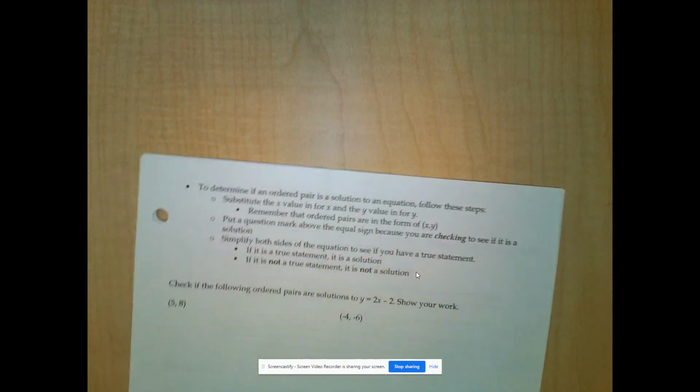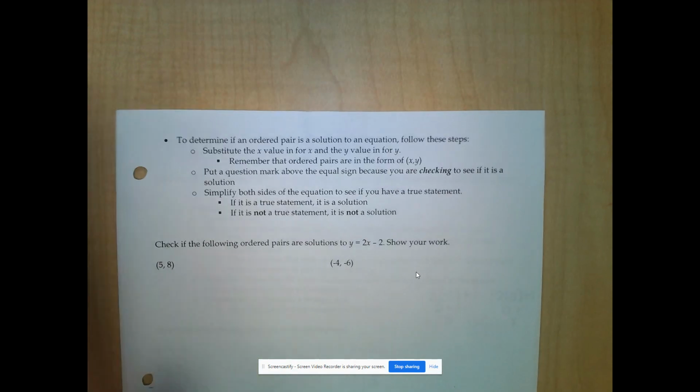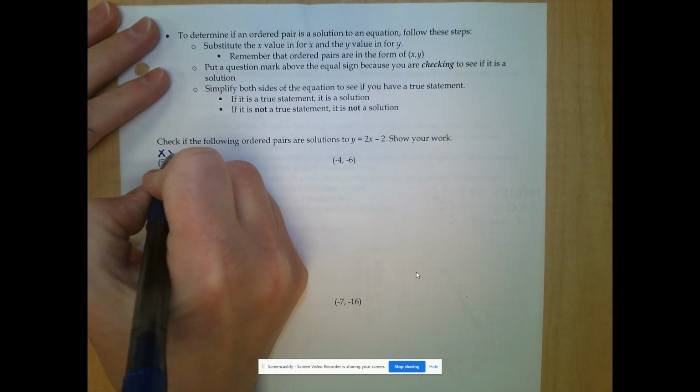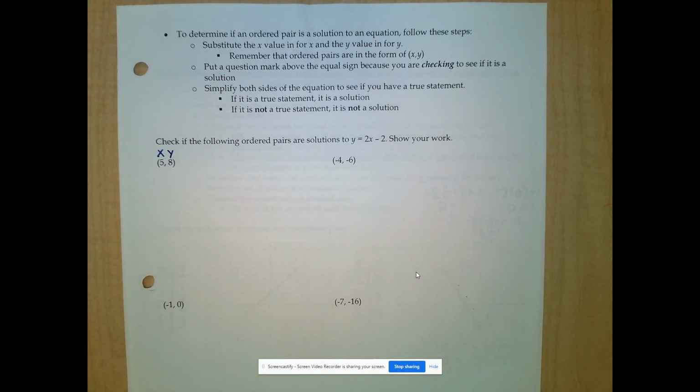All right, so when we look at the back, it says to determine if an ordered pair is a solution to an equation, follow these steps. We did 2 of these on the front in red, so this is not going to be brand new. Substitute the x value in for x and the y value in for y. Well, that makes sense. The x value is the first number, the y value is the second number. I do sometimes write that just to make sure I substitute them in the right places.